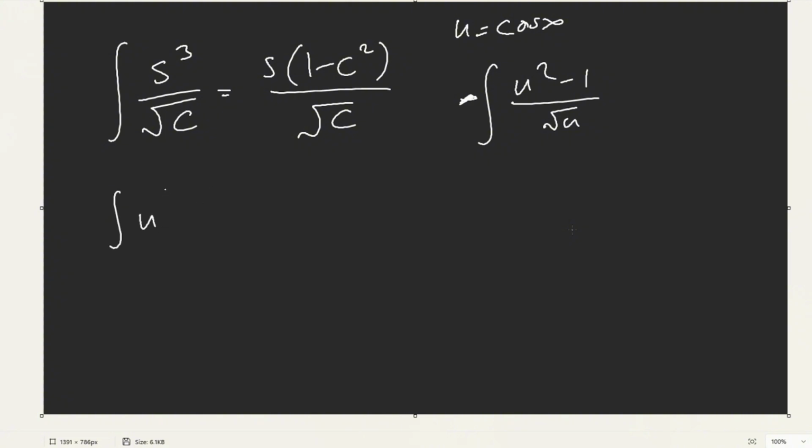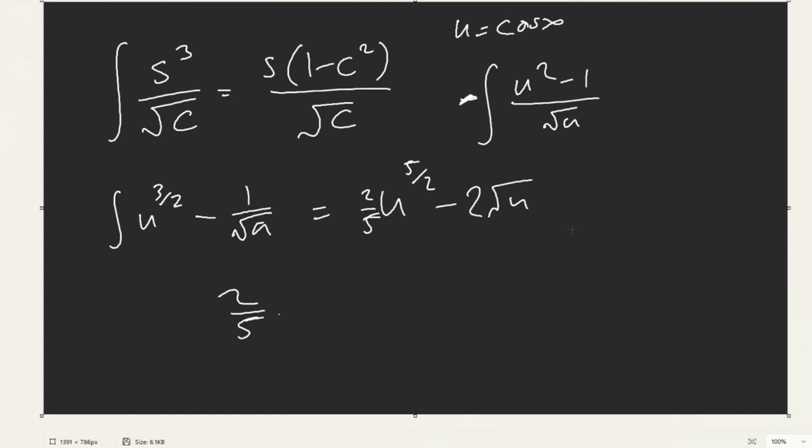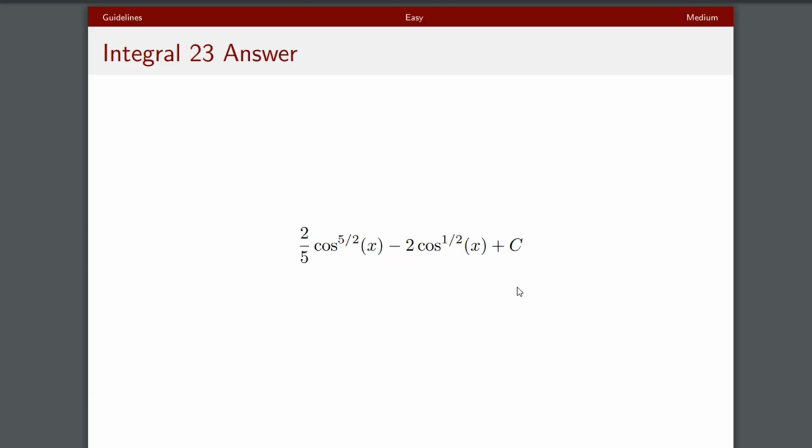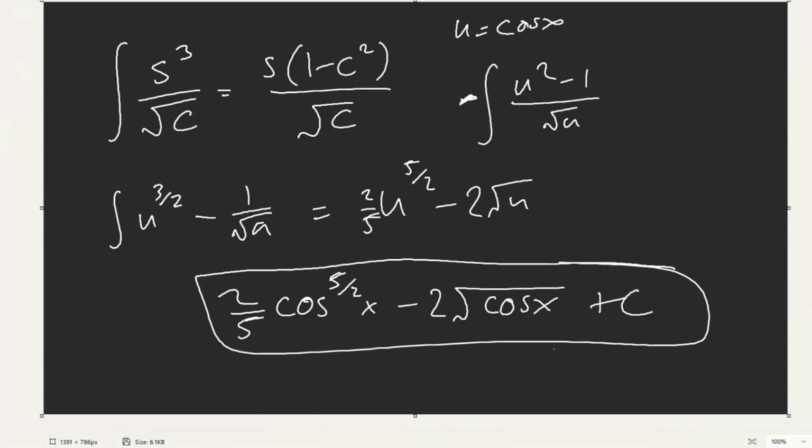Okay, this is 2 minus 1 half, 3 halves. 2 minus 1 half is... Okay, I just want to make sure I'm correct. I can leave this because I'm comfortable. So u to the 5 halves, 2 fifths, minus square root of this. Okay, so my answer should be 2/5 cosine to the 5 over 2 of x minus 2 times the square root of cosine of x plus c. Okay? Is that what they have? Yep, there we go. Awesome.